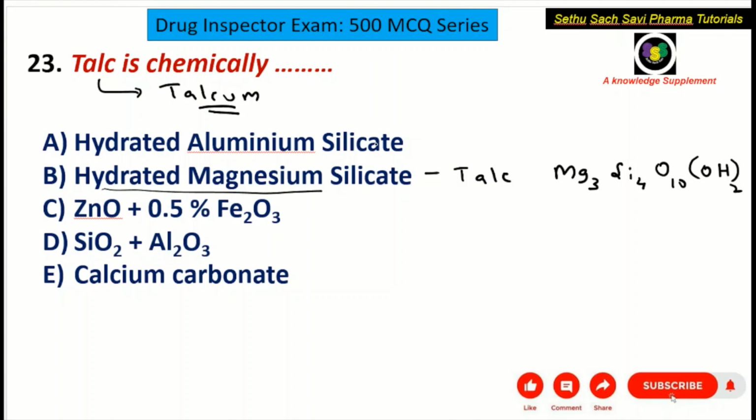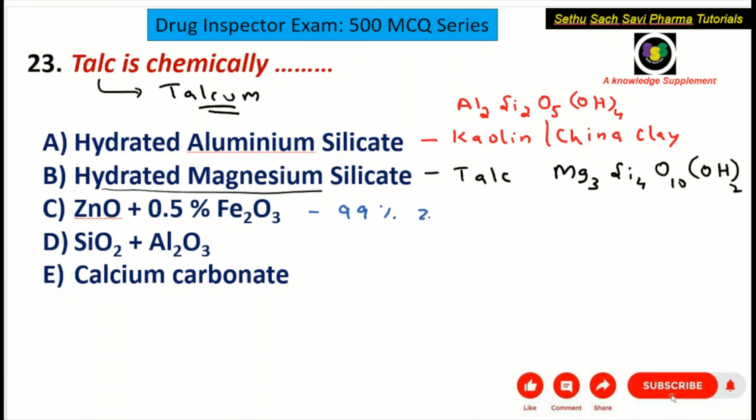Now hydrated aluminum silicate is present in kaolin. Kaolin is also called China clay. So kaolin or China clay is basically hydrated aluminum silicate. The molecular formula is Al2Si2O5(OH)4. Whereas 99% zinc oxide and 0.5% ferric oxide, Fe2O3, is a component of calamine.